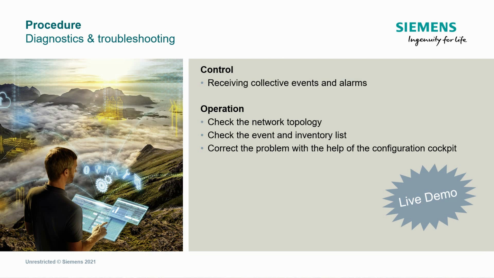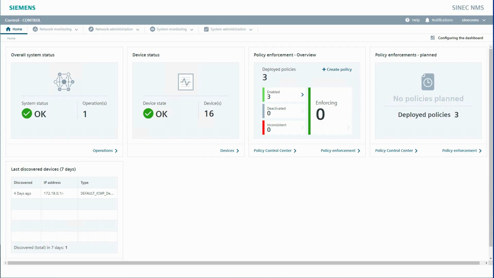In the upcoming demonstration, I want to show you how we proceed in case of an error. We first look at the group signals on the control. We then switch to our operations and start observing the topology. We can now get more information about our error, either from the event list from SINEC NMS or in the device details of our affected devices themselves. I now would like to show you an example of troubleshooting using the configuration cockpit of SINEC NMS operations.